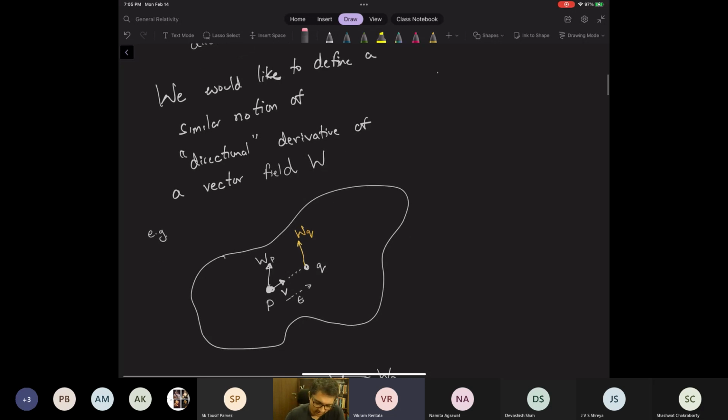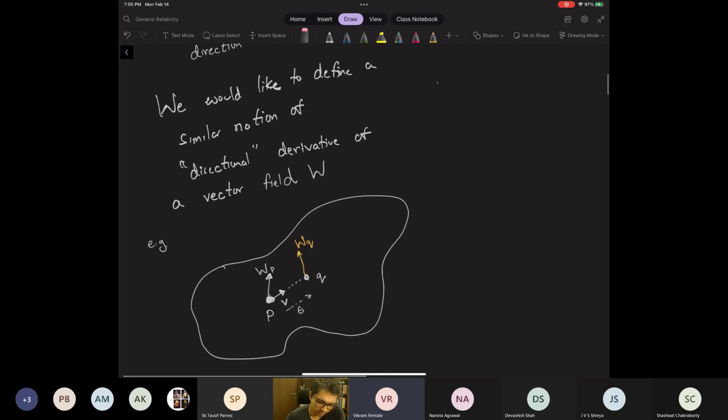So in the last class, the thing that we tried to do was to define a notion of the directional derivative of a vector field. This is different from the directional derivative that we defined for a scalar field last time. So now imagine that over an entire manifold M, there's a vector field W.